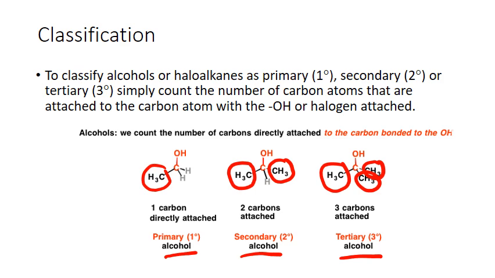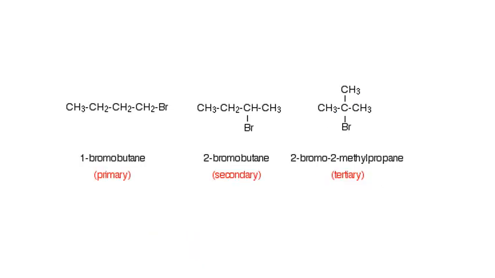And your explanation will be simply, for example, if we take the second one, we say this is secondary because the OH group is attached to a carbon which is attached to two other carbons. Just like that. And the same applies to the haloalkanes.